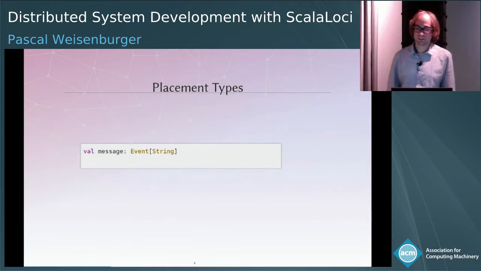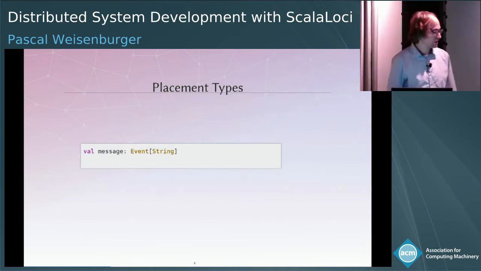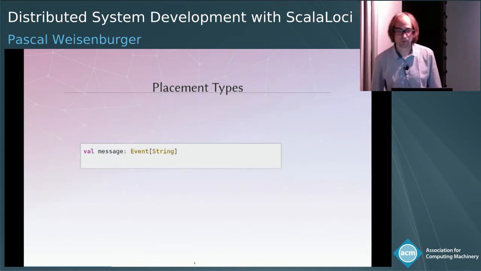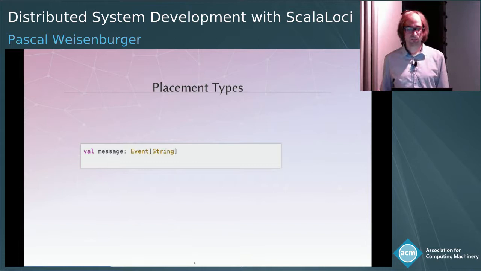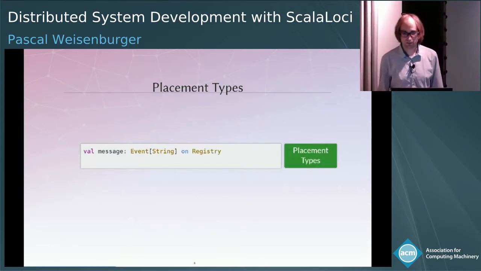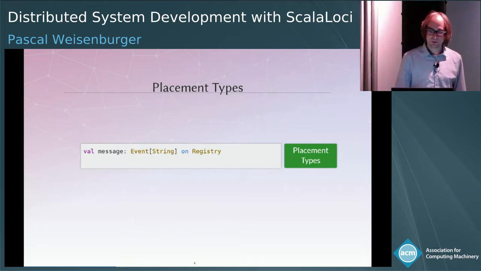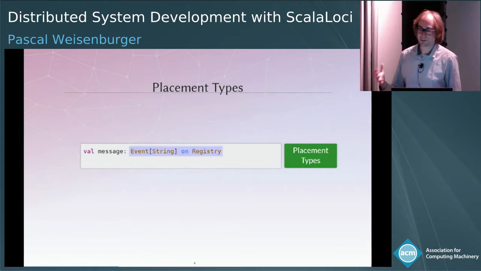Since ScalaLoci is a Scala embedding, let's have a look at some Scala code. This is still standard Scala, and by its type, you can guess that this message value is some kind of event stream that carries strings. And this could live on any component. So placement types allow us to talk about placement explicitly. Here we say that this is an event placed on some registry component. So the complete type of message is Event of String on Registry. This means we encode placement information at the type level.